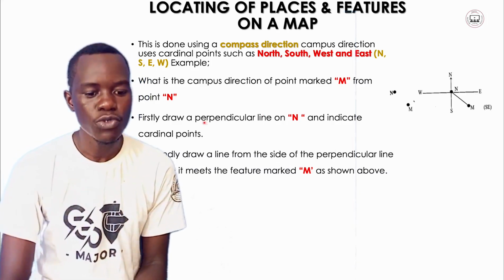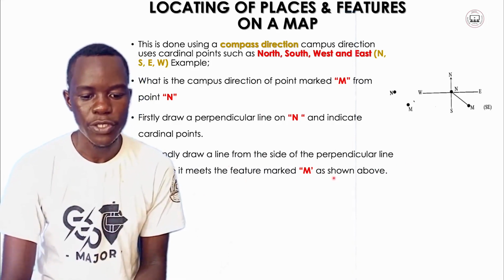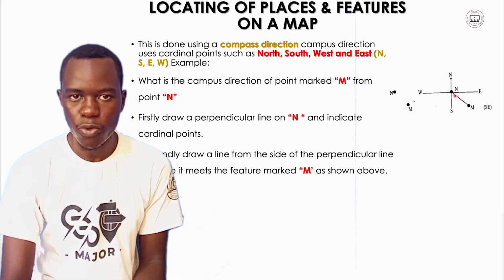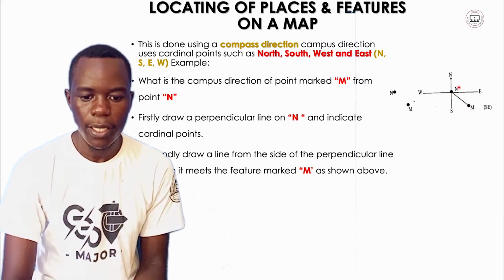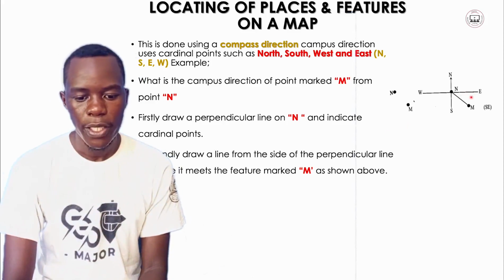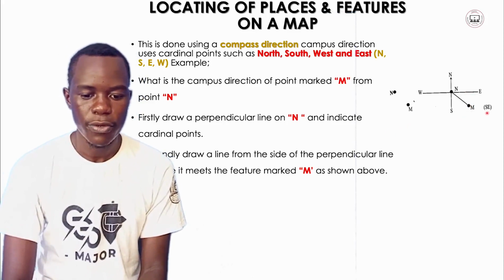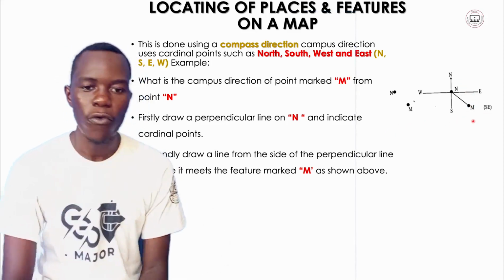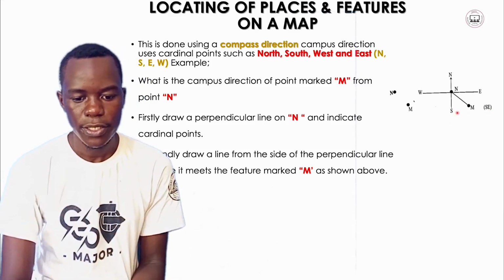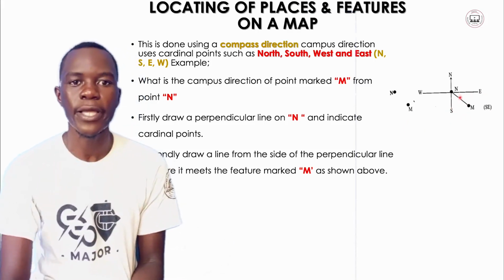Now, the second step is to draw a line from the side of the perpendicular line to where it meets the feature M, as shown above here. The perpendicular line is here, and you connect straight to M. The last step is to give the direction. You see here that M is in the southeast from N. So the direction of M from N is southeast. You can see this is south, and it is in this direction that M is found from the N.